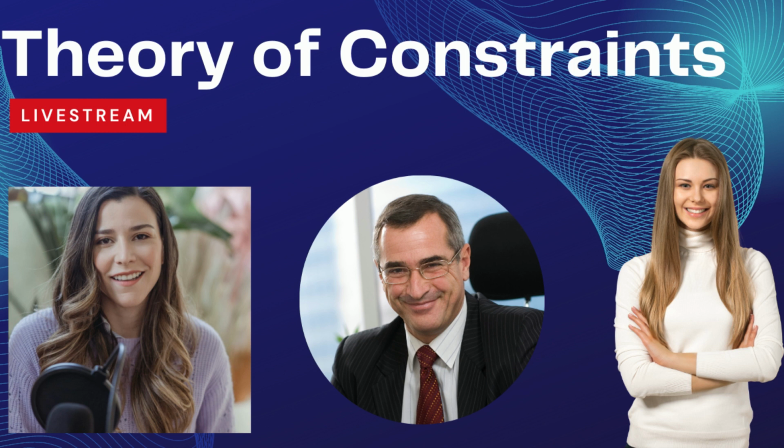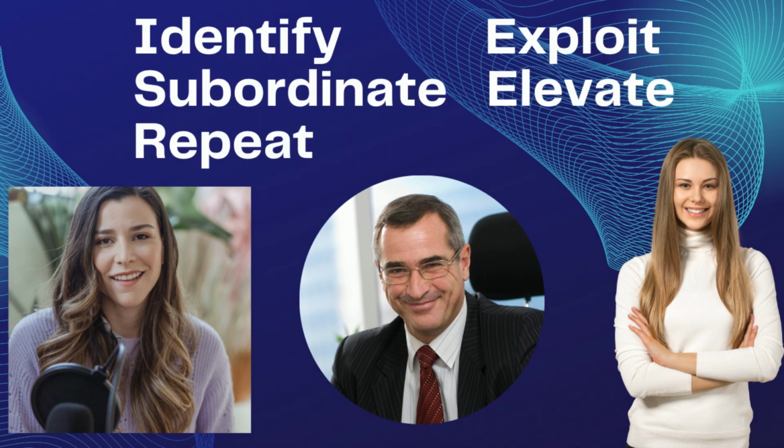But it's not just about removing bottlenecks. It also involves optimizing the entire system to achieve the organization's goals. Can you explain that a bit more? The theory of constraints involves following high-level steps. Step 1, identify the constraint. Step 2, exploit the constraint. Step 3, subordinate everything else to the constraint. Step 4, elevate the constraint. And finally, start the process over. Can you explain those steps in more detail?